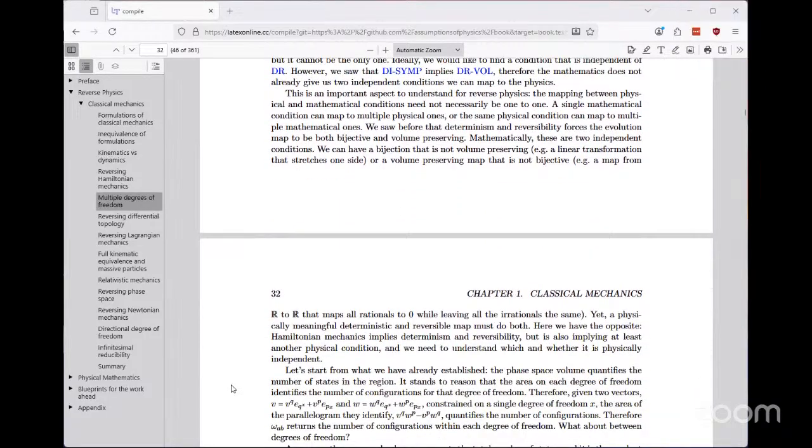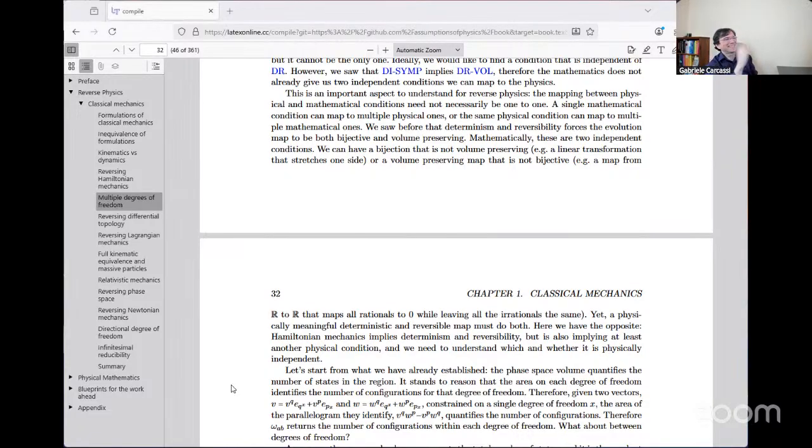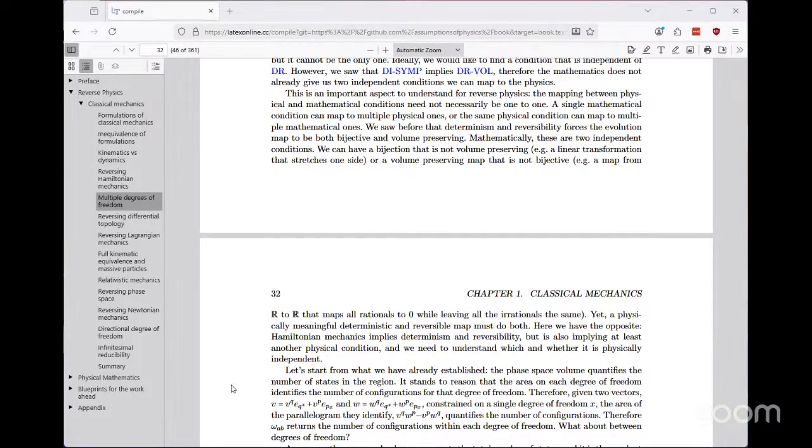This is an important aspect to understand for reverse physics. That's exactly what I said. Sorry, go ahead. The mapping between physical and mathematical conditions need not necessarily be one-to-one. A single mathematical condition can map to multiple physical ones, or the same physical condition can map to multiple mathematical ones.